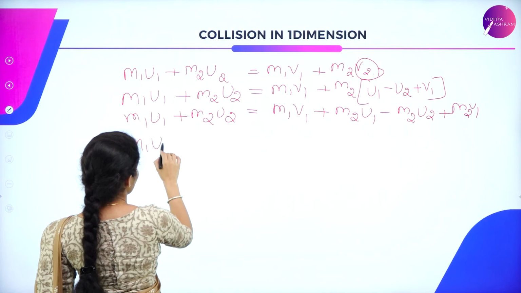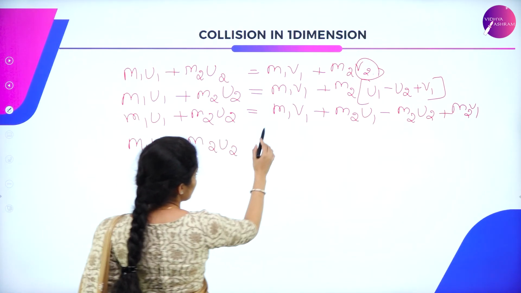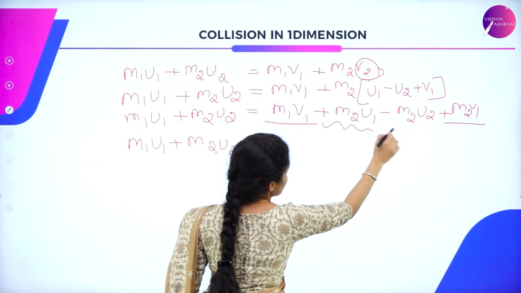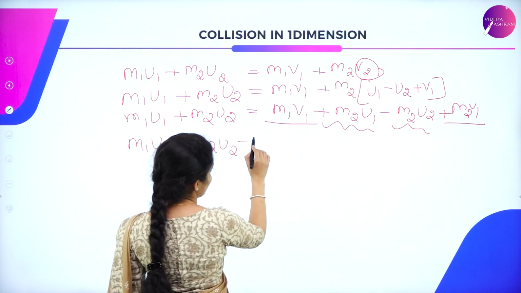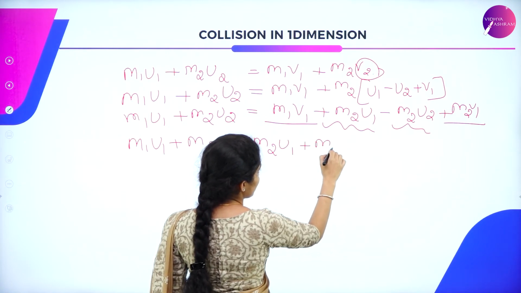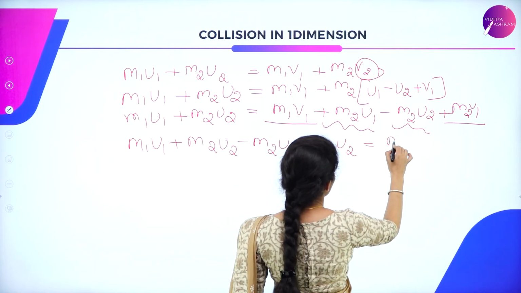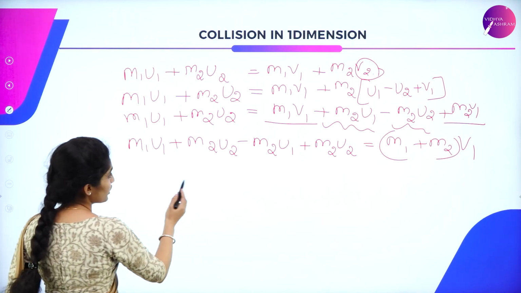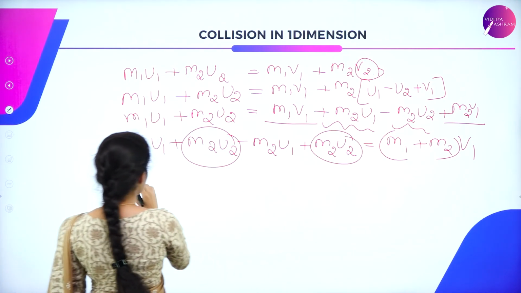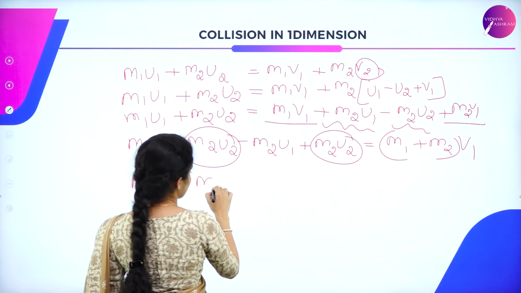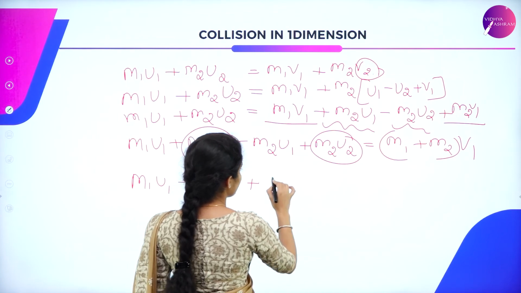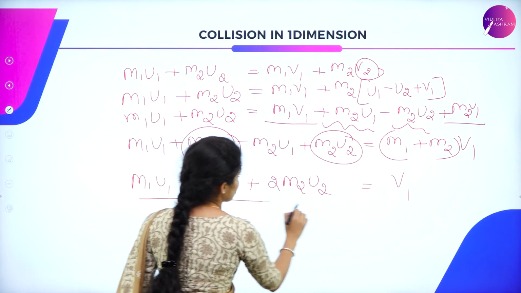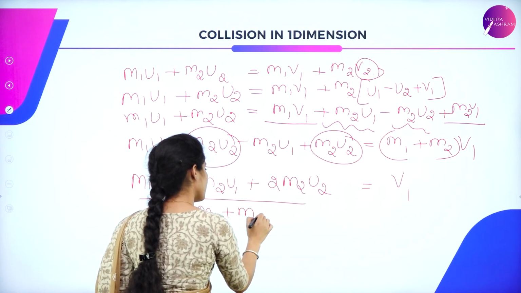So you have M1 U1 plus M2 U2. Retain V1 because we have to calculate V1. Bring M2 U1 and M2 U2 to this side. So M1 U1 minus M2 U1 plus 2 M2 U2 is equal to M1 plus M2, taking V1 common. Get this M1 plus M2 to the other side.